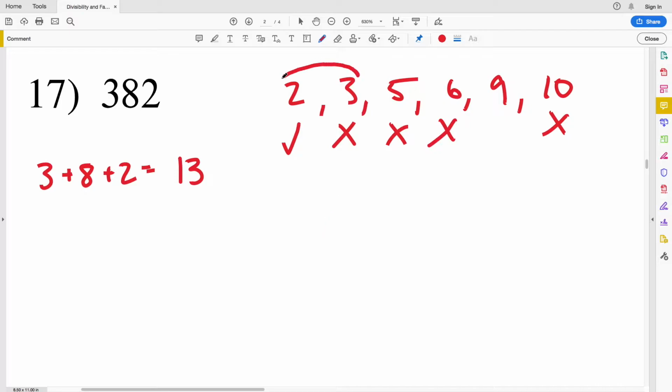Because in order for it to be divisible by 6, it has to be both of these, which it's not, and 9 also does not go into 13. It also is not divisible by 9. So in 17, it's only divisible by 2.